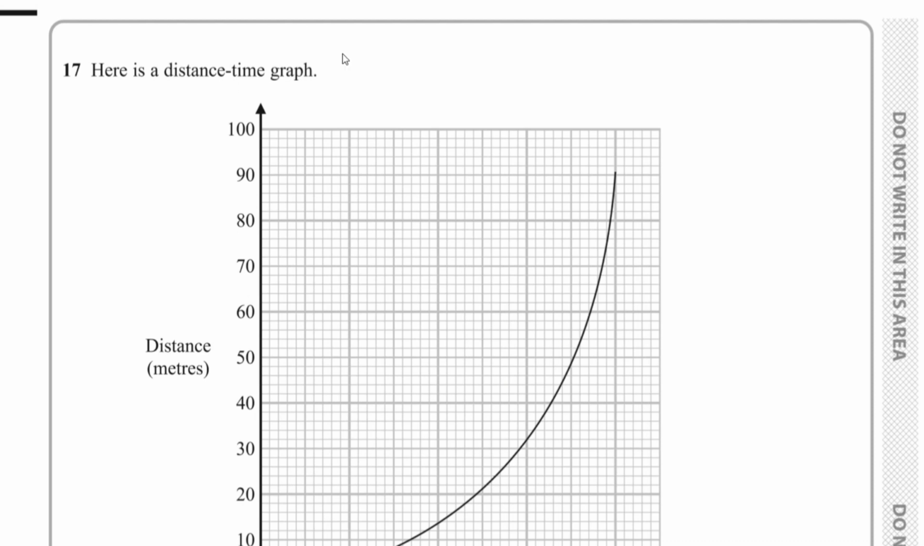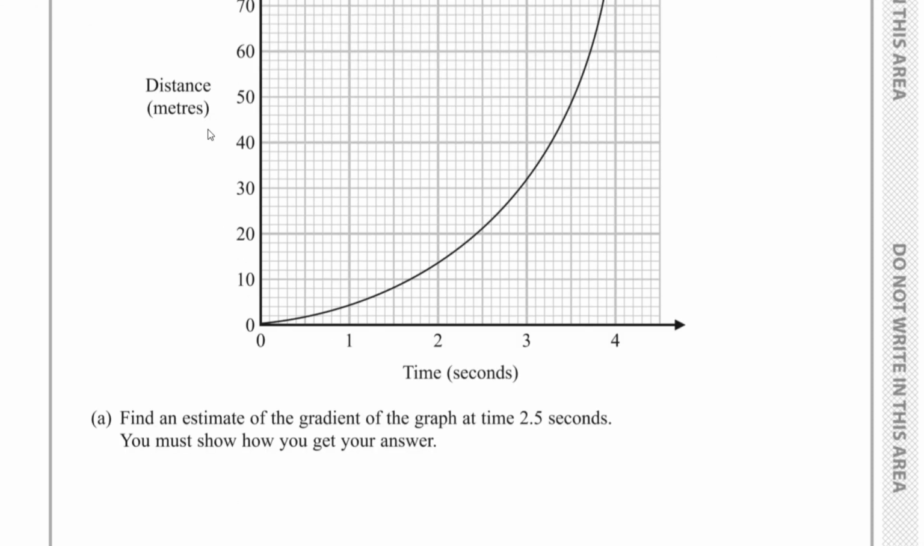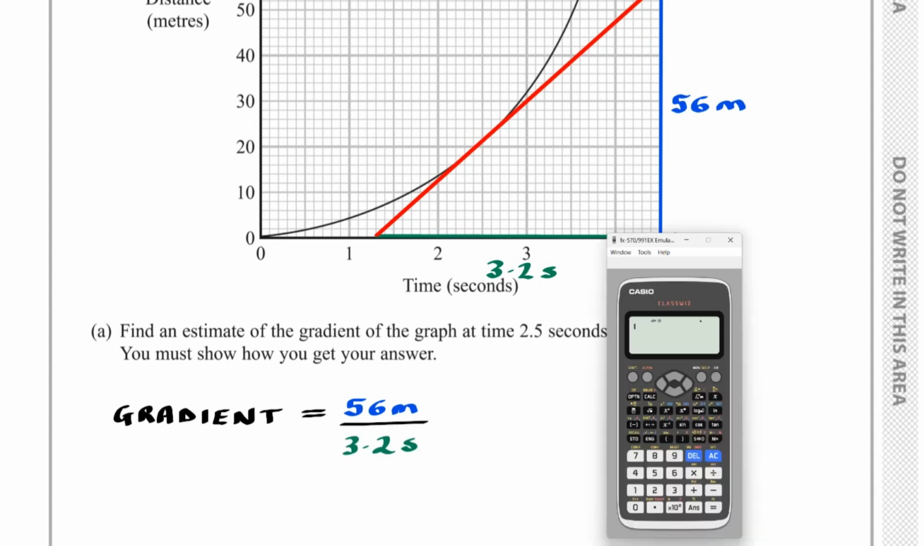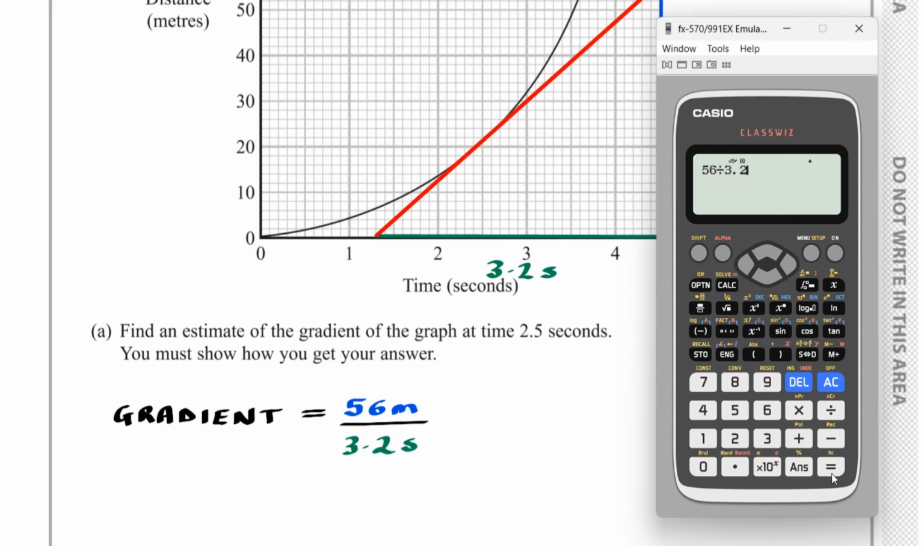Question 17 here is a distance time graph. We've got the distance in meters and the time in seconds. We have to find an estimate for the gradient of the graph at time 2.5 seconds. You must show how you get your answer. Well, first of all, let's draw a tangent at 2.5 seconds, like the one we see here. Now, the change in x from here to here is 3.2, and the change in y from here to here is 56. So, to work out the gradient, we've got 56 meters divided by 3.2 seconds. So if I work out what this is equal to, we get 17.5 meters per second.